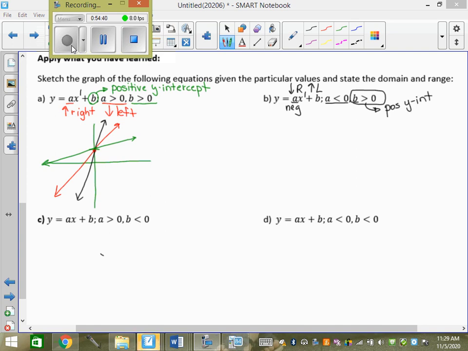So the first thing I'm going to sketch is my y-intercept. There we go. I want it there. So I'm going to put it. You can put it anywhere above the x-axis. And what I know is it needs to be down on right, up on left. Up on left, down on right. Done. Okay?